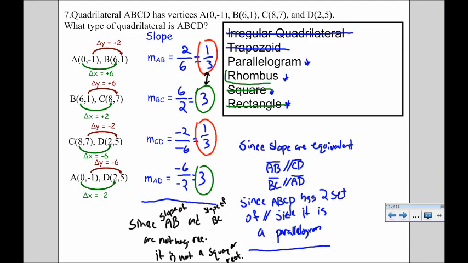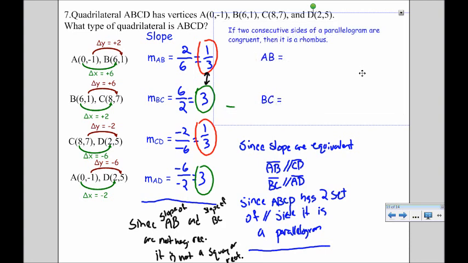But I still have to show whether or not it is a rhombus. So I'm going to look at that slightly more in depth. To show something's a rhombus, you may or may not remember this theorem: if 2 consecutive sides of a parallelogram are congruent, then it is a rhombus. So I'm going to look at the lengths of 2 consecutive sides, namely AB and BC.